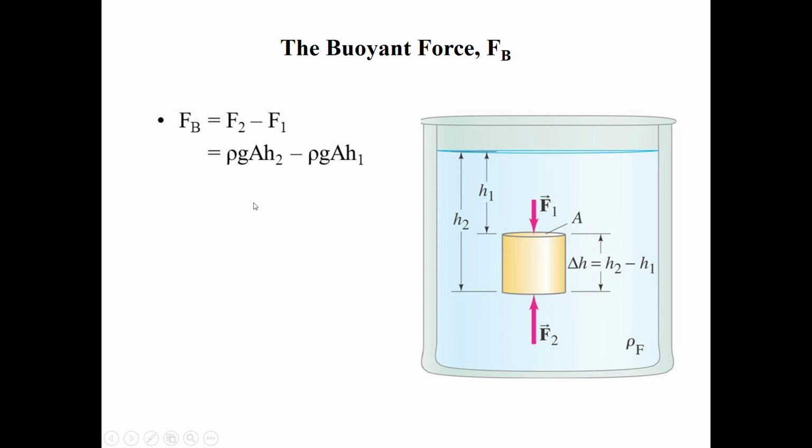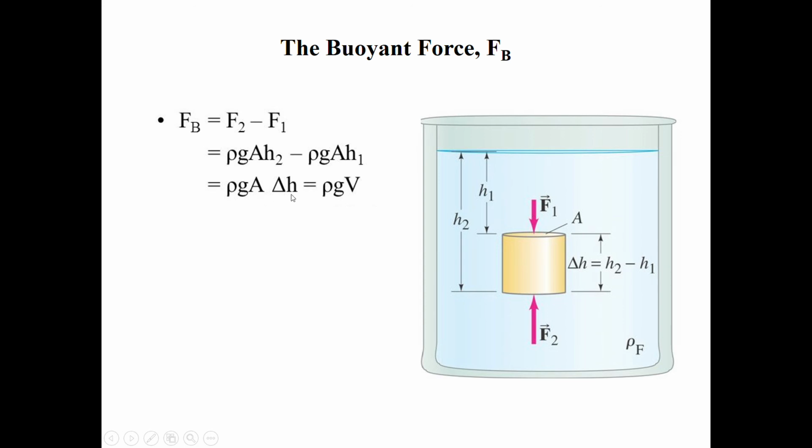We've got some things that we can factor out in common. In fact, the only thing that isn't the same is the h2 minus h1. So h2 minus h1 is what's defined as delta H over here. And if we then think about the geometry of this, the volume of this cylinder is nothing but the area times delta H.